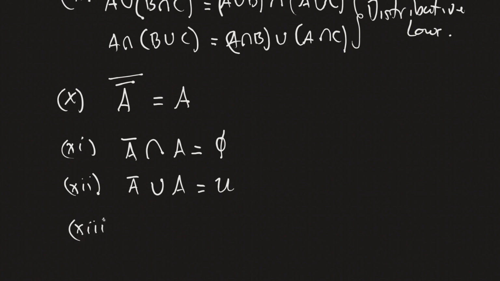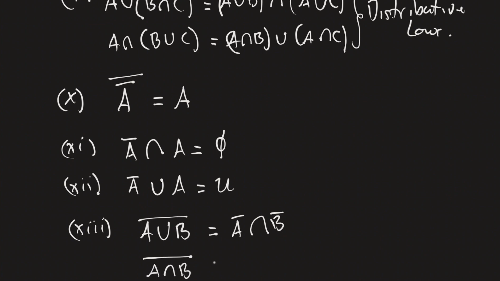So in fact, I'll do these together. It says if you have A union B and then you take the complement of the union, it's the same as intersecting the individual complements, right? And then we can flip these around. There's another version of it that says if you take the complement of A intersect B, then this is the same as A complement union B complement, right? And these are the famous De Morgan's laws.